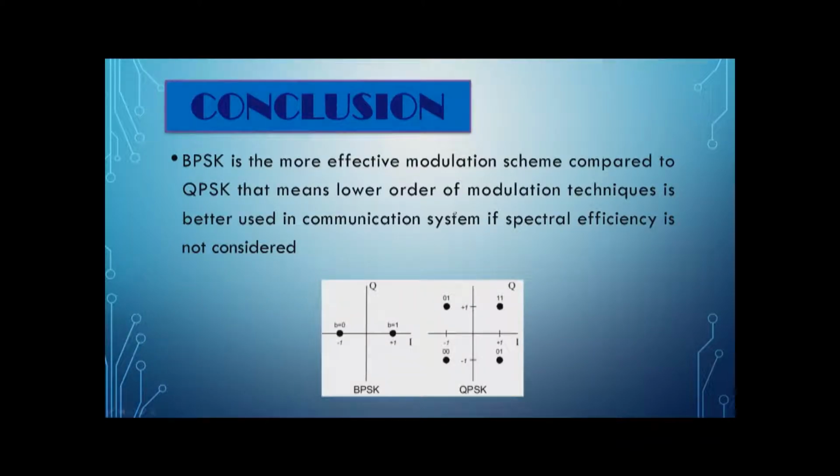In conclusion, after simulating the bit error rate of BPSK and QPSK over AWGN and Rayleigh fading channel using MATLAB, we have deduced that BER decreases as the SNR increases. From the figures obtained on bit error rate, it is decided that BPSK is the more effective modulation scheme compared to QPSK.